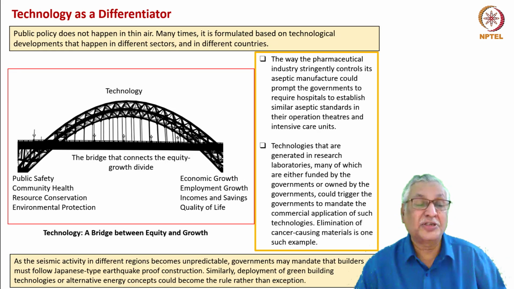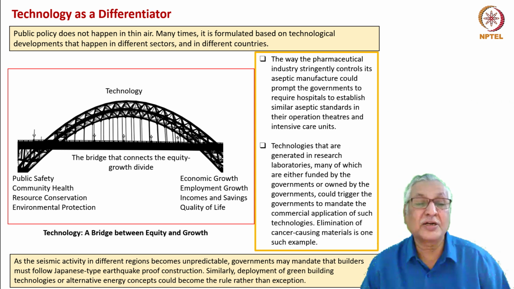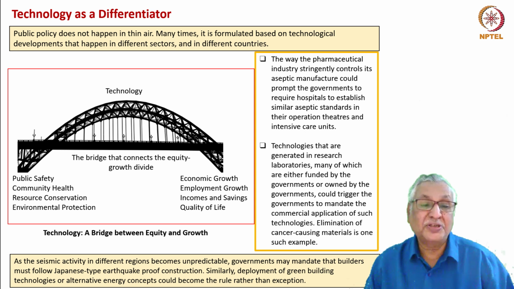Technology is a great differentiator. Public policy uses technology to differentiate the future from the present. Public policy doesn't happen in thin air. Many times it is formulated based on technological developments that happen in different sectors and in different countries. Technology is the bridge that connects the equity growth divide.